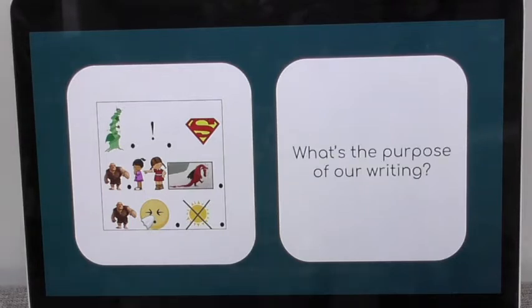And with your child, can you discuss what's the purpose of our writing? What is the point of us writing a story? Who is it for? What is its purpose?